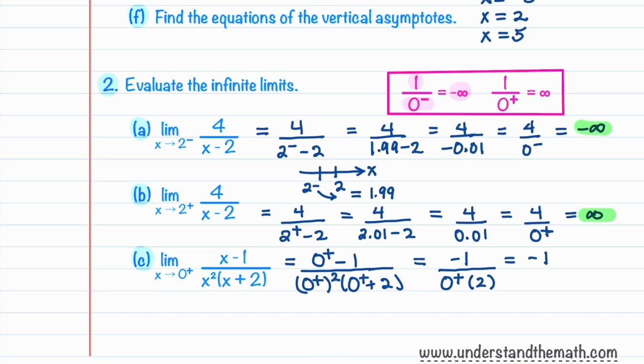So we have minus 1 on top, and then a 0 that is positive times 2 gives us a 0 from the right. This is going to be equal to minus 1 times 1 over 0 from the right, which is minus 1 times infinity, which is equal to minus infinity.